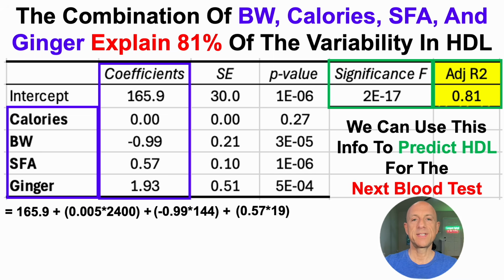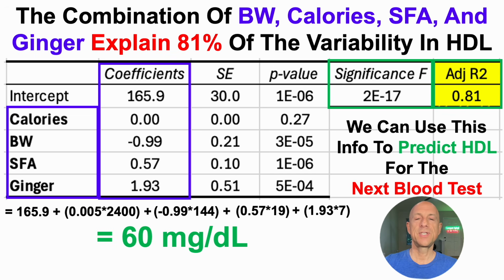Same story for sat fat. Average sat fat intake is about 19 grams per day. So when we multiply that by the beta coefficient for sat fat, which is 0.57, and then also ginger, we multiply the beta coefficient of 1.93 times my average daily ginger intake since the last test, which is 7 grams per day. So then when we take the sum of all these data, I get a predicted HDL of 60 milligrams per deciliter for the next test.